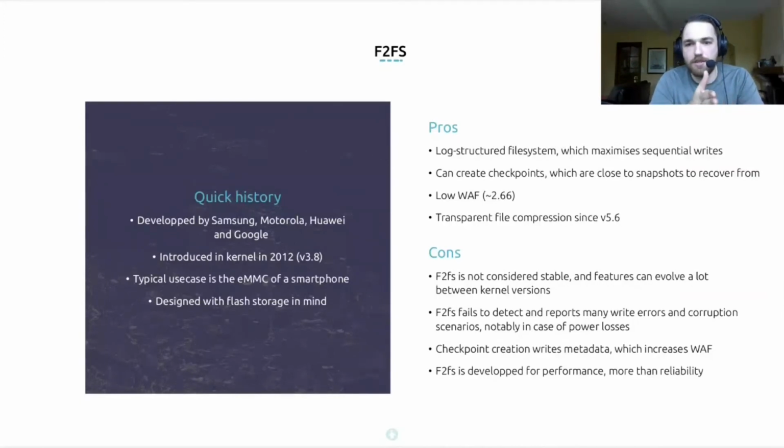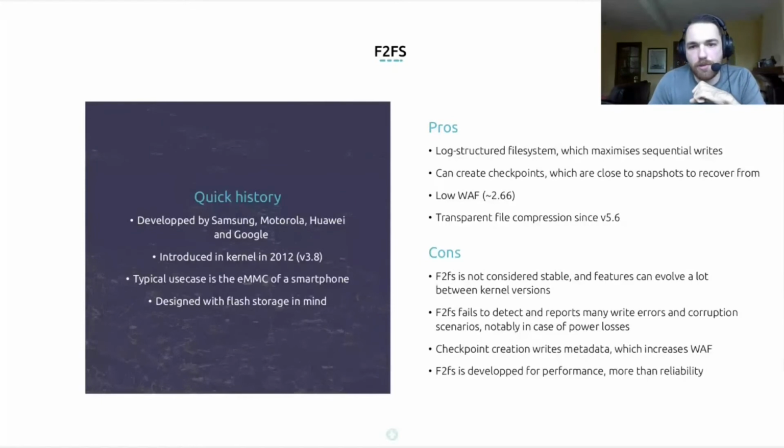And this shows in some studies which have reported that many write errors in corruption scenarios, notably in case of power losses, were not detected. And because they were not detected, they were not corrected. So data was lost. So this is typically the case where you have a file system which is coherent with your application, but because it's developed more for performance than reliability, it does not really correspond to your use case here. So there are some features for reliability, but not enough practically to use it.